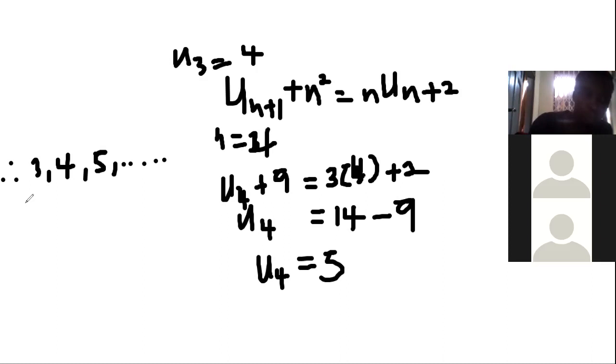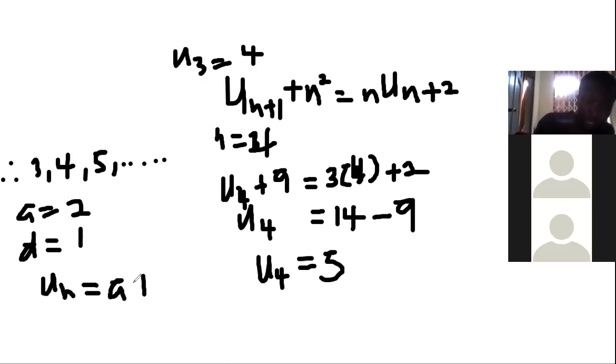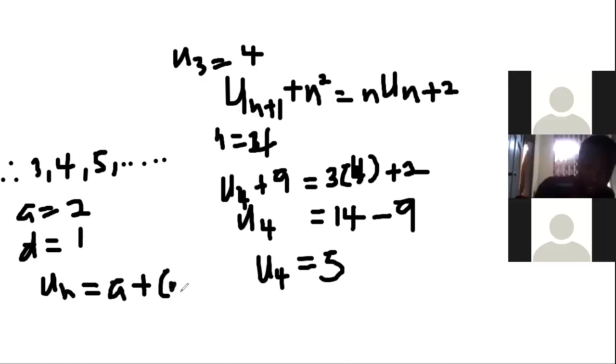The a is what? 2. I hope you know a is 2. The question gave us U1 is 2. So a is 2. I hope you understand. Then the common difference, looking at this, will be 1. Do you agree? So if the question says you should find the nth term in terms of n, then that means Un is equal to, we already know the formula, Un is equal to a plus (n minus 1)d.